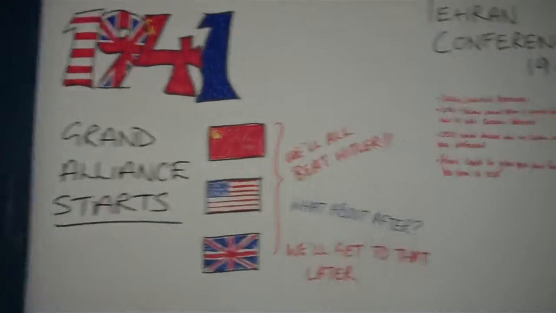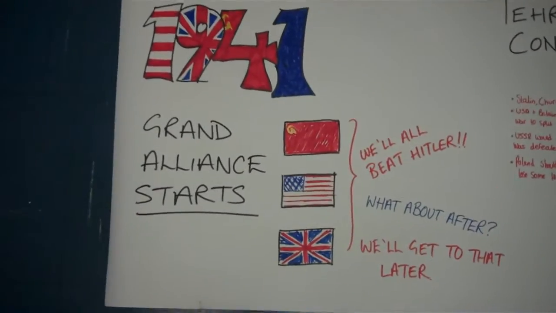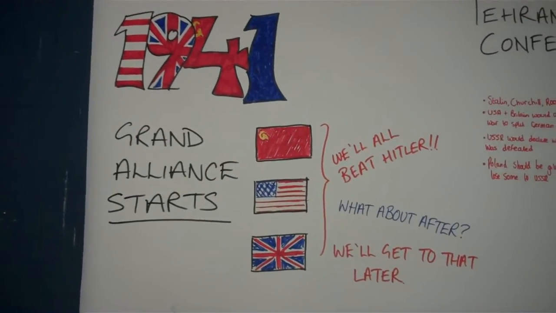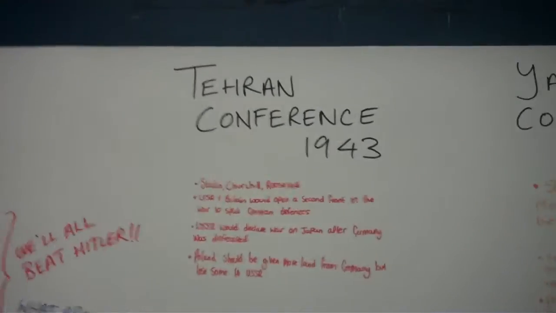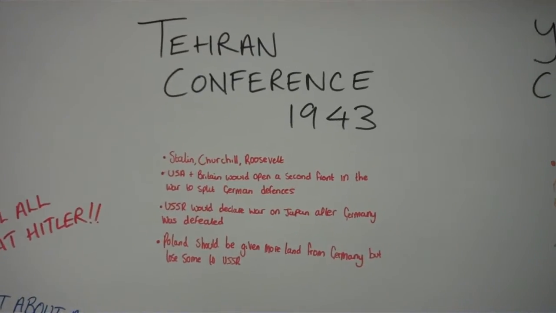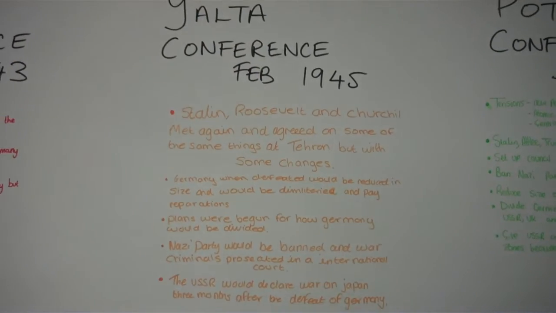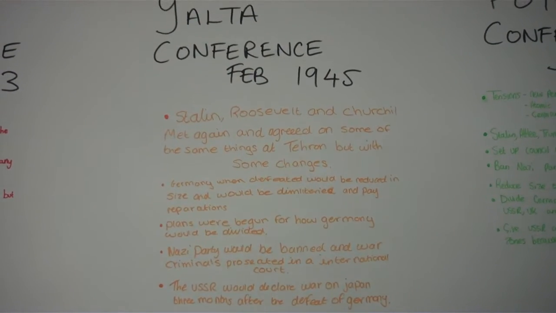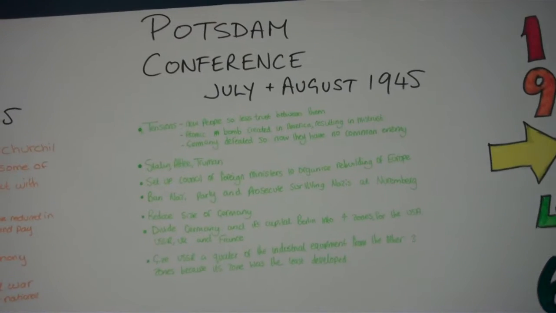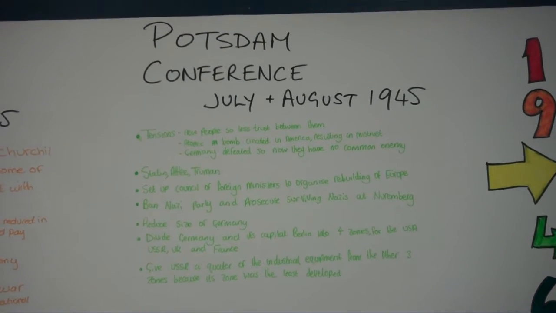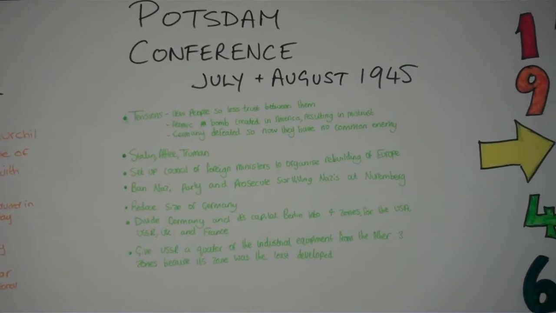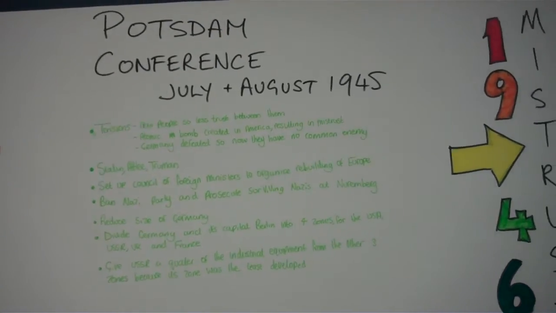Okay, so this over here is all the work we did today, looking at the revision for Unit 1. So we start off with the Grand Alliance, move on to the Tehran Conference, right through to the Yalta Conference, to Potsdam. So it's getting worse, the relationship is now breaking down.